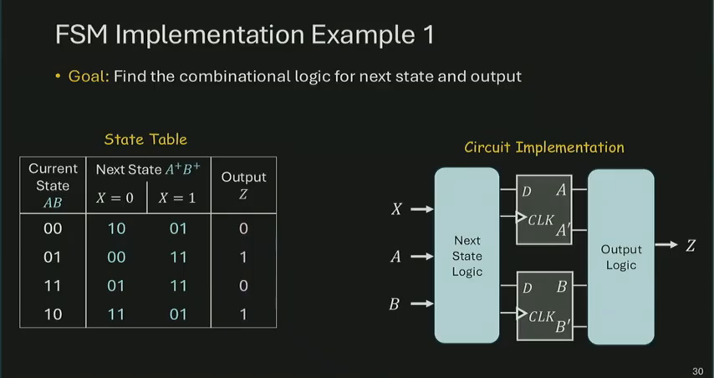With 2-bit encoding, I need 2 flip-flops. And I'm trying to build the combinational logic using some gates and also the output logic. Based on the table, the output logic is pretty straightforward. Output logic is 1 when your state is 0, 1 or 1, 0. So you connect A and B through an XOR gate, and that is your output.